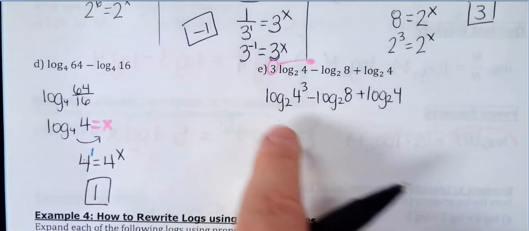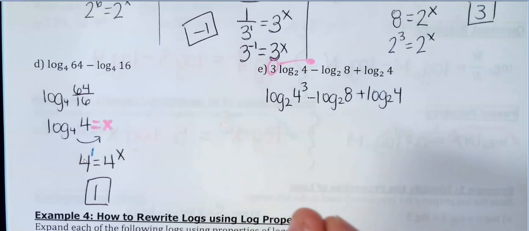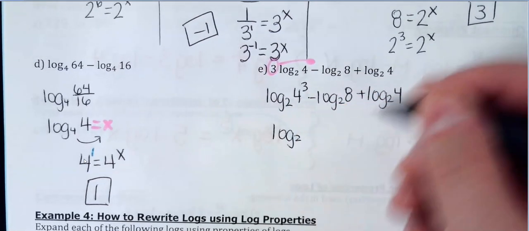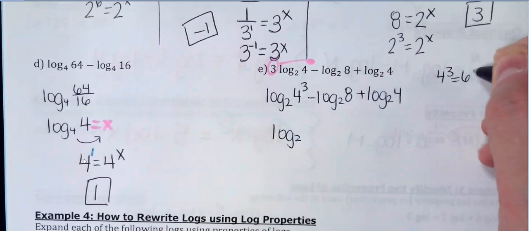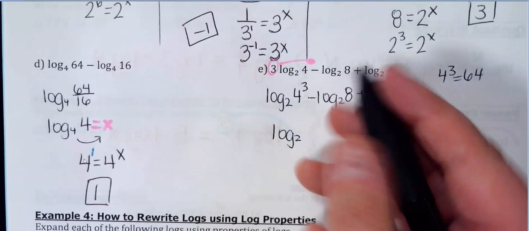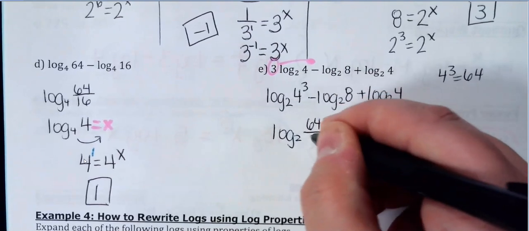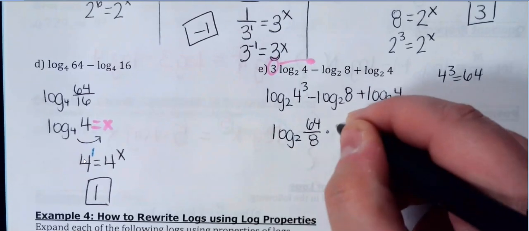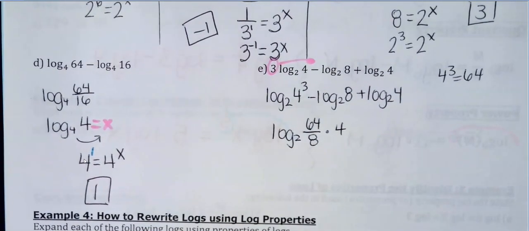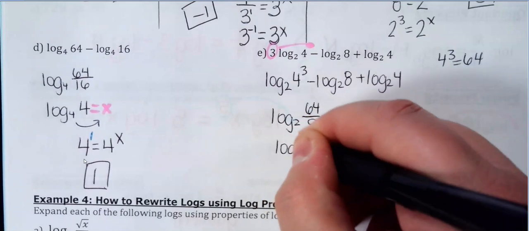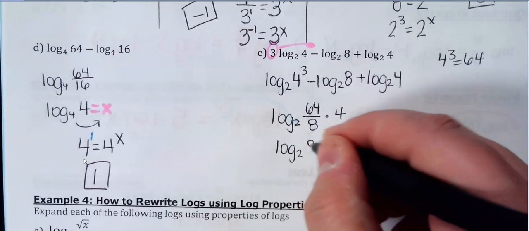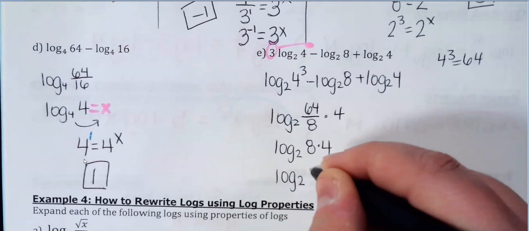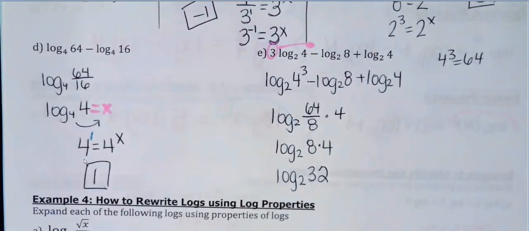So my first step here is to do the subtraction, which would turn into division if I squish that together. Do you guys know 4 to the 3rd is 64? So I'm going to do 64, subtract, so divide by 8, and then I'm adding. So then I'm going to take that result and then multiply it by 4. I got to do the division first, though. So this would be the log base 2, 64 divided by 8 is 8. Then I'm going to multiply that by 4. So just as a single logarithm, this would be log base 2 of 32.